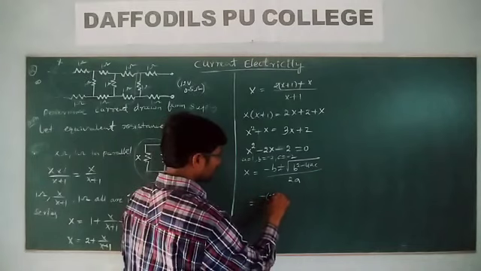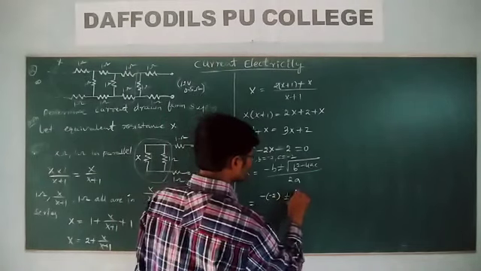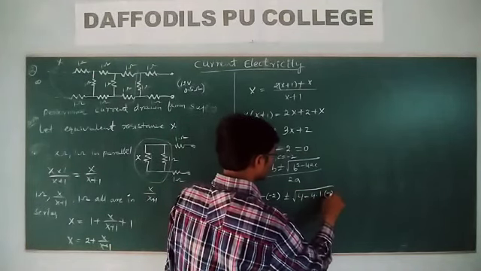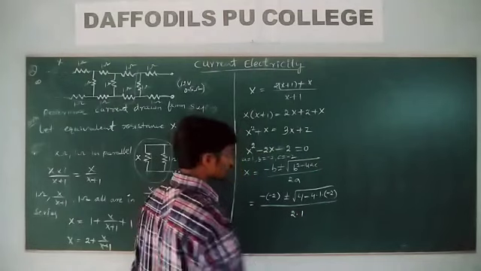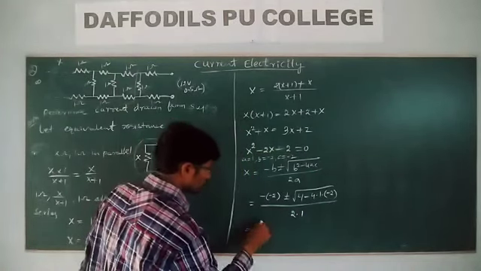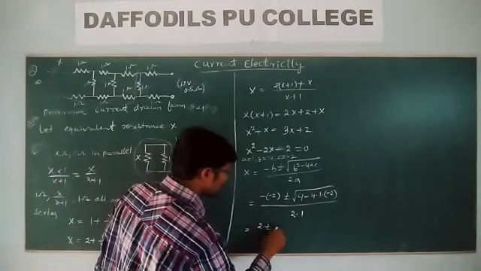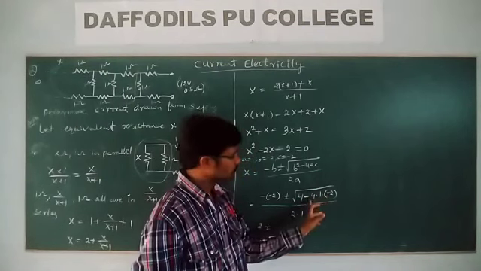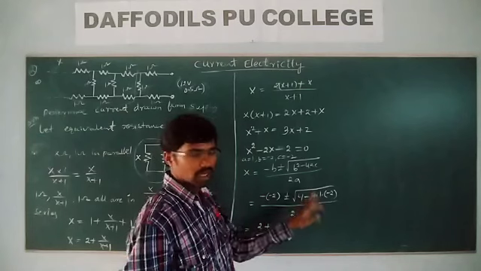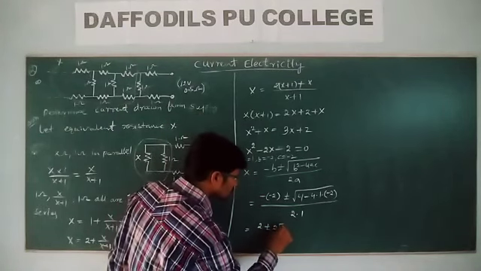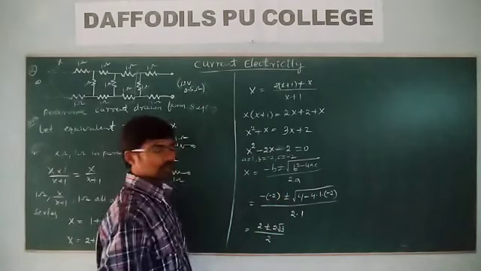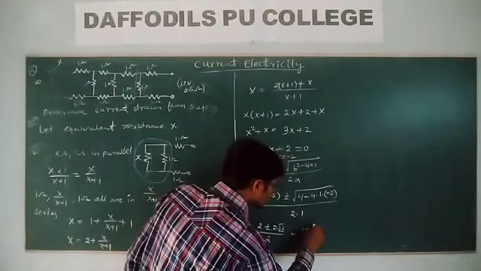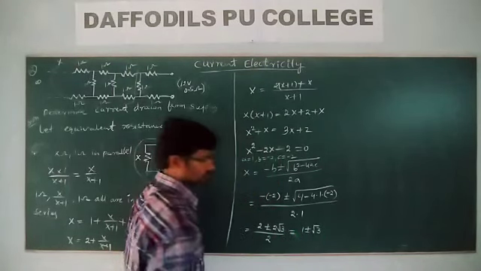x equals minus b, that is minus of minus 2, plus or minus root over b square, which is 4, minus 4 into 1 into c, which is minus 2, by 2 into 1. Here you can see 4 minus of minus 8 is 4 plus 8, 12. Root 12 can be written as 2 root 3, by 2. That is equal to 2 if you take common, 1 plus or minus root 3.